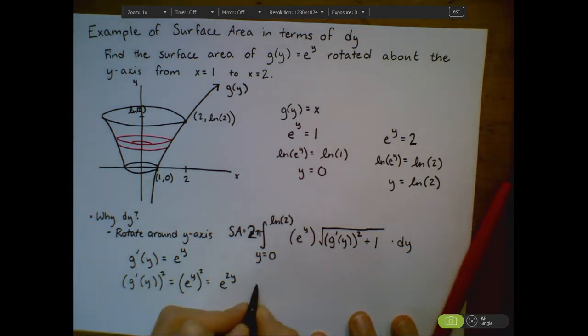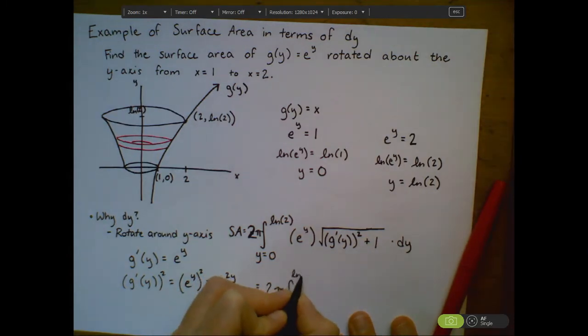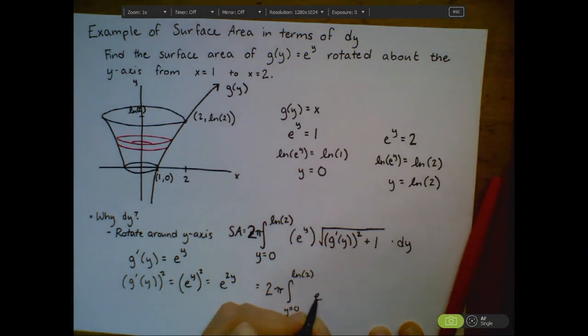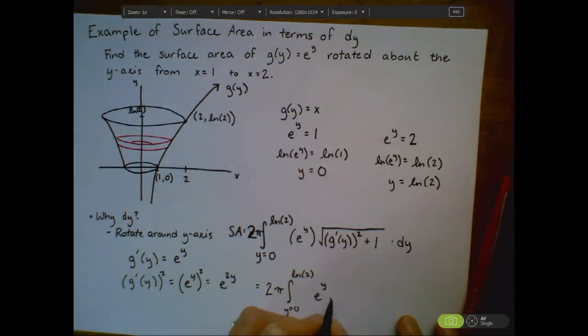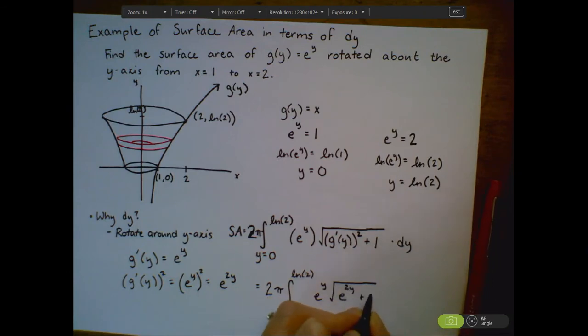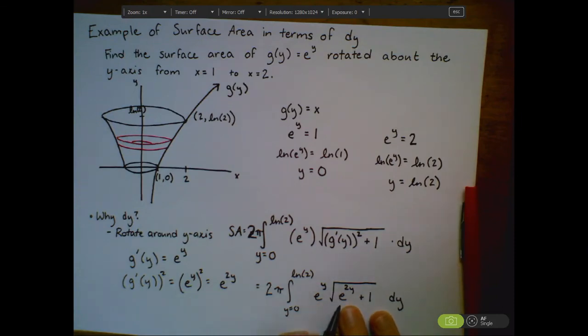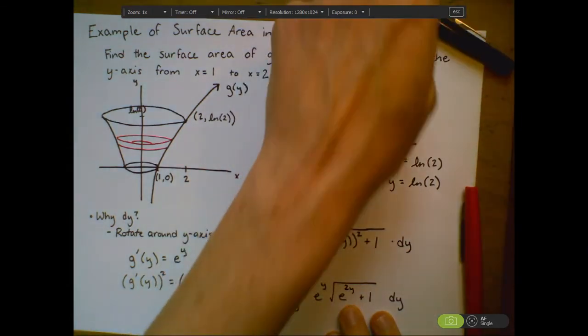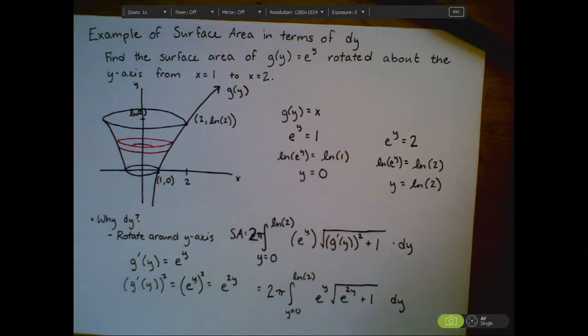And so that means that our surface area is going to be equal to 2 pi times the integral as y goes from 0 to the natural log of 2 of e to the y times the square root of e to the 2y plus 1 dy. Now again, this is something that looks so close to being a u substitution, something that we would have a technique of integration to be able to account for. It turns out you can try a couple of different u substitutions and none of them will work.